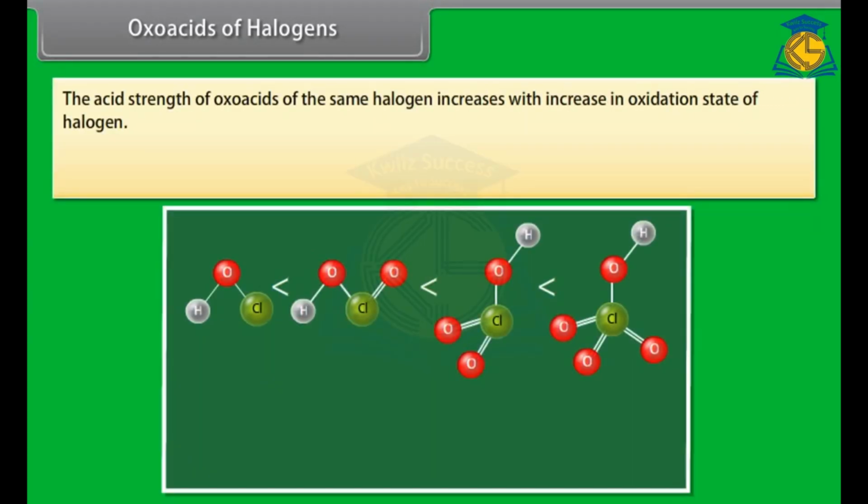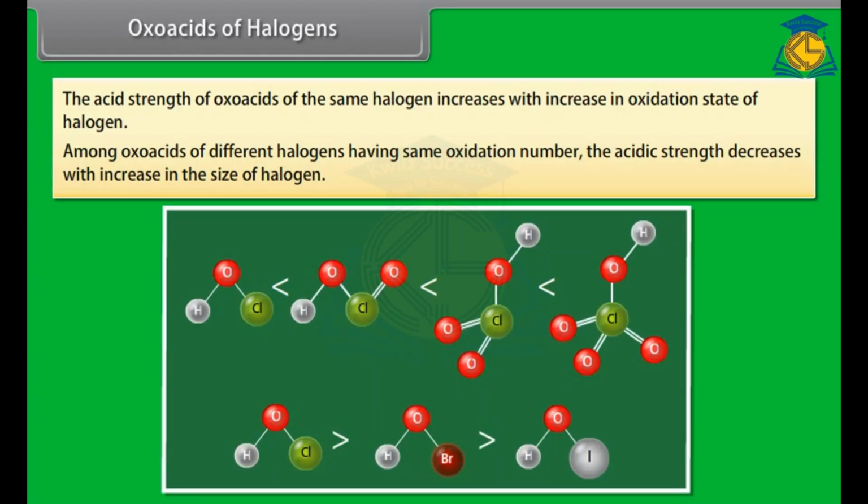The acid strength of oxoacids of the same halogen increases with increase in oxidation state of the halogen. For example, the acid strength of different oxoacids of chlorine is in the order: HOCl < HClO2 < HClO3 < HClO4. Among oxoacids of different halogens having the same oxidation number, the acidic strength decreases with increase in the size of the halogen. For example, the acidic character of the hypohalous acid series is in the order: HOCl > HOBr > HOI. The greater the size of the halogen atom, the lesser will be its electronegativity, and hence the lesser will be the acid strength of the acid.